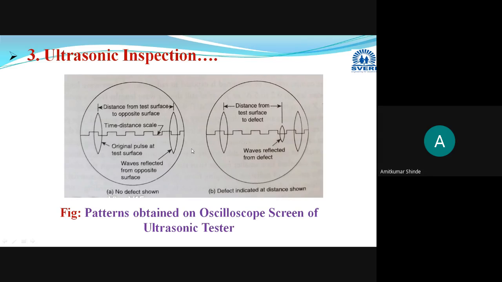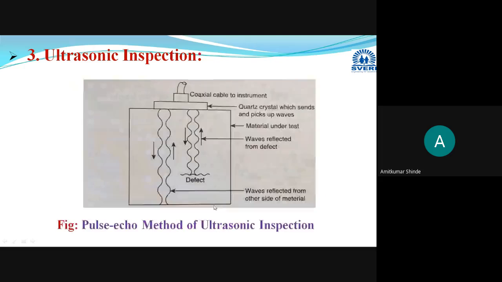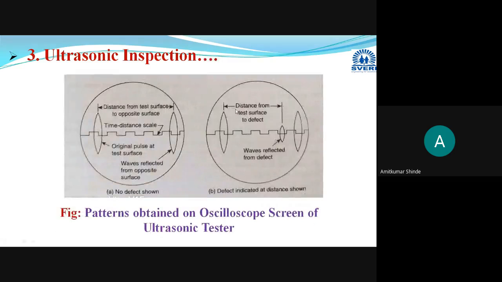And suppose there is a defect. If the reflection of the wave occurs due to a defect present in that area, then you will get this kind of spot, meaning you will get this second wave. Whichever shapes you are able to see here are termed patterns or pips.